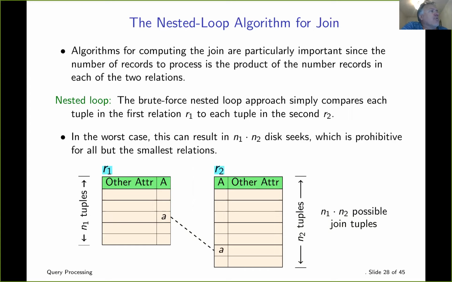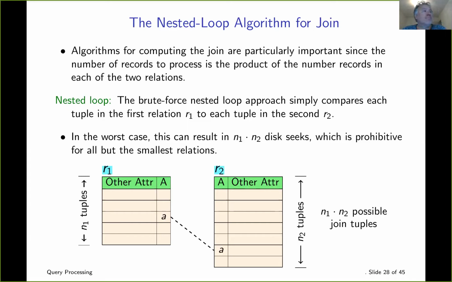Basically what it does, it just brute forces it. So what we're doing here is we're joining. We have R1 and we have A, and we have R2 and we have A. We have n sub 1 tuples in R1 and n sub 2 tuples in R2. So the strategy here is you just go to the first tuple of R1, and then you say, does it join with the first tuple of R2? Does it join with the second tuple of R2? And you get the idea. You're going to be computing every single possible combination.